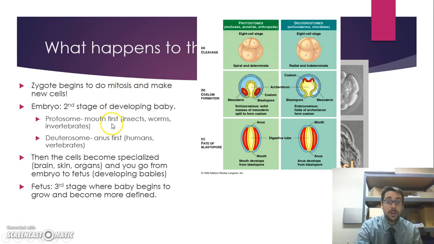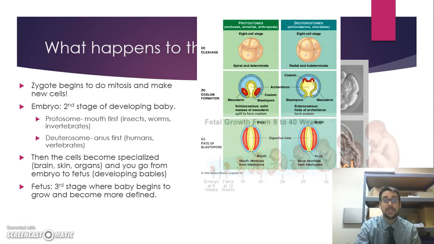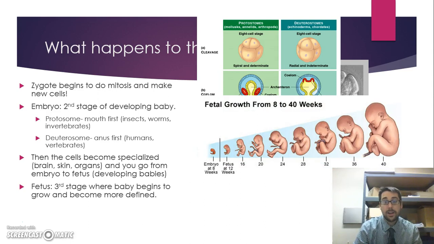And so eventually these inner layers start to get even more specialized by turning into your brain, skin, and organs, and then this embryo turns into what's called the fetus. And you can see the development over time. We start to get more and more refined and more organs developed, and so on and so on.